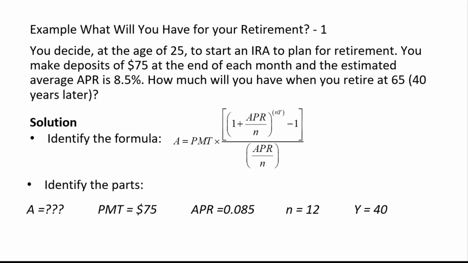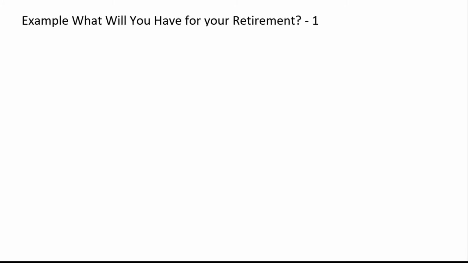To express in decimal form, we would write that as 0.085. Remember, to change a percentage to a decimal form, you move the decimal point to the left 2 spaces. N is the number of compoundings per year. Since it's each month, it'll be 12. And Y is the number of years. And in the statement of the problem, it is 40. So you identify the formula, identify the parts.